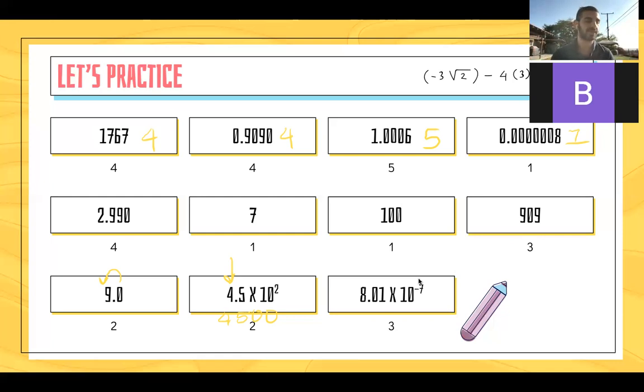Anyways, we're going to do a lot of practice on this coming up. And we'll go over adding and subtracting significant figures in class next time.